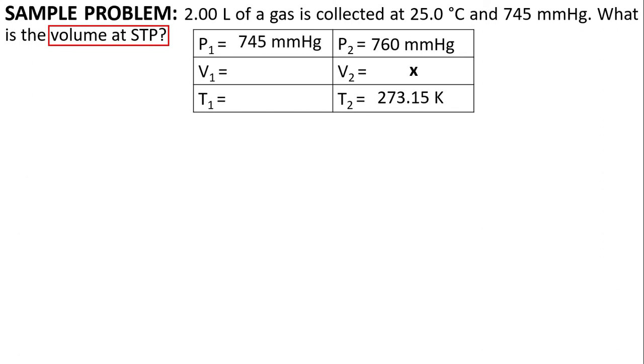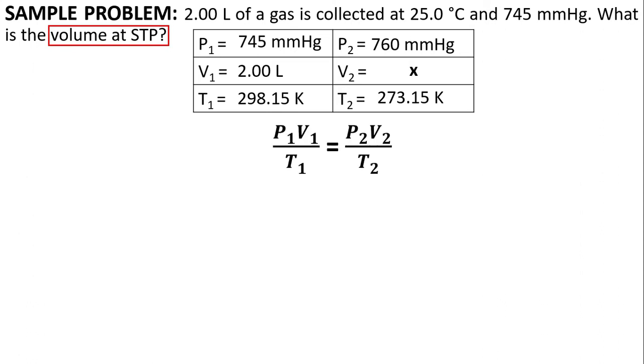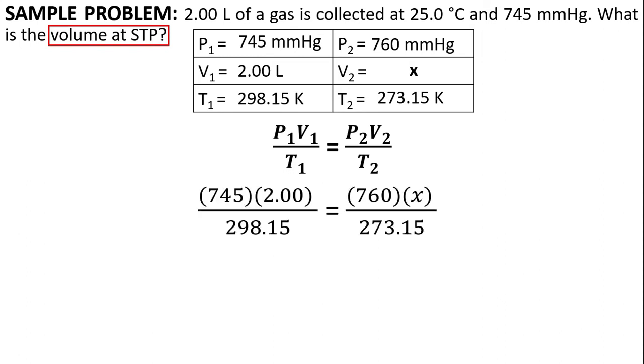Now in the given, it says that pressure 1, or the initial pressure, is 745 mmHg, the volume is 2 liters, and the temperature is 298.15 K. Again, I converted 25 degrees Celsius to Kelvin. Then I'm going to use the formula for the combined gas law, substituting all the details. So inserting all the given, we will have this equation.